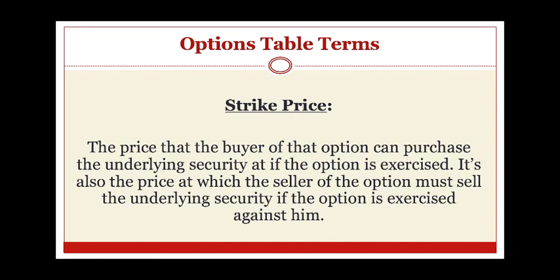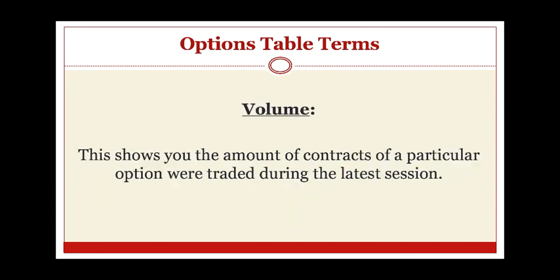Now, it's also the price where the seller of the option must sell the underlying stock shares if the option is exercised against him. What this is going to show you is when you are going to be in the money or not, and we'll look at that a little bit closer when we get to the live options table. But for now, you just need to know that the strike price is what you pick, and that's where, if the option's exercised, the buyer is going to purchase those shares.